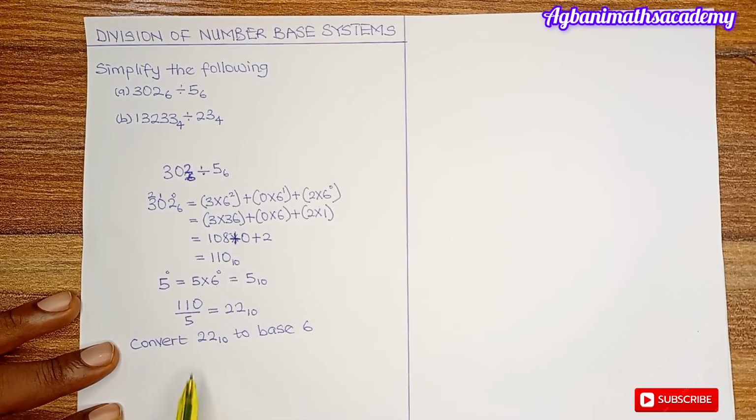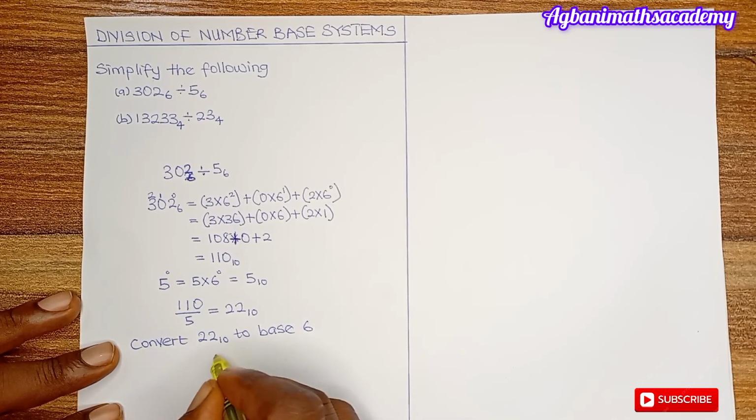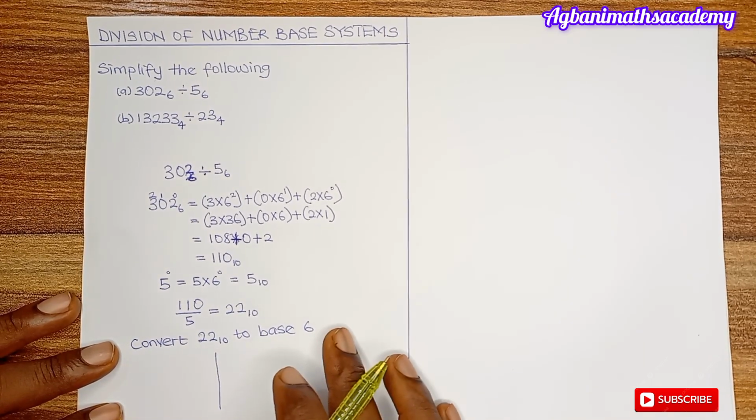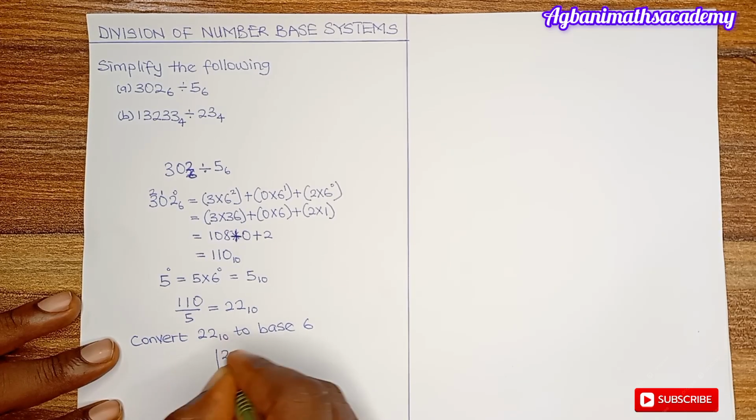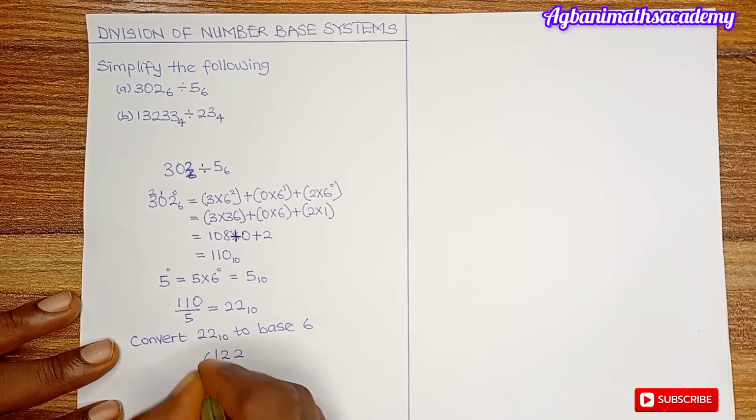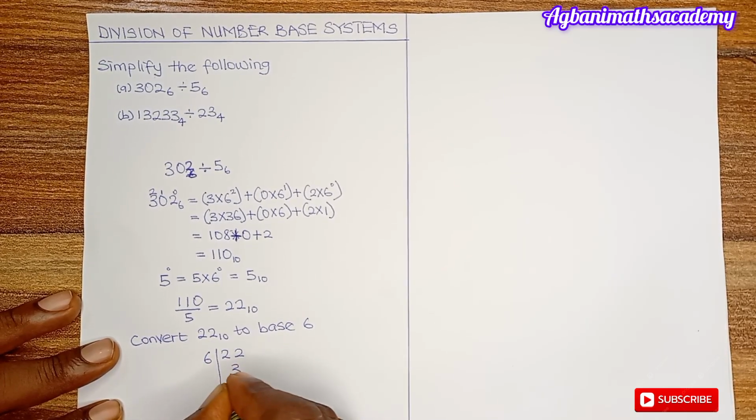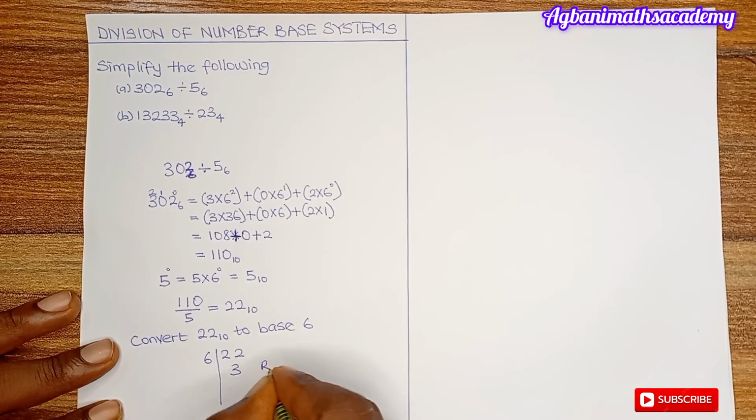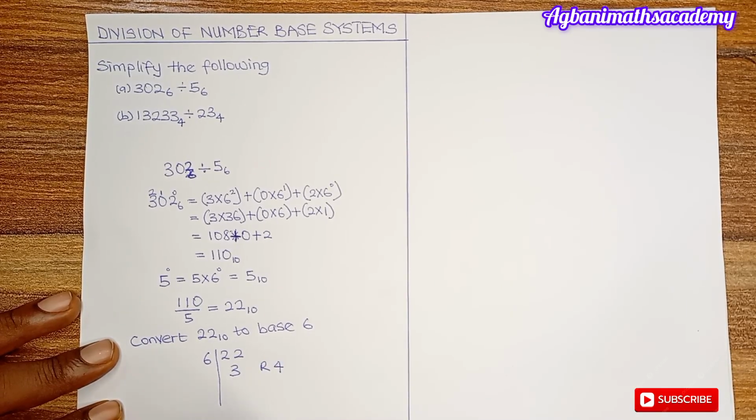To do that, we're going to divide 22 repeatedly by 6. So this will be 22 divided by 6. We're going to have 3 remainder 4. And we divide again by 6. We're going to have 0 remainder 3.